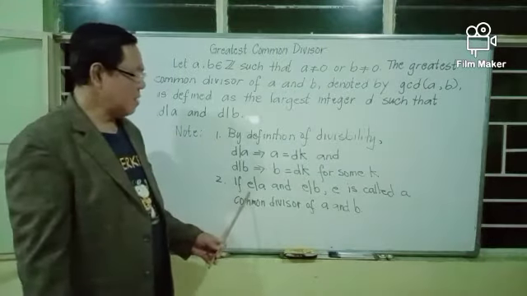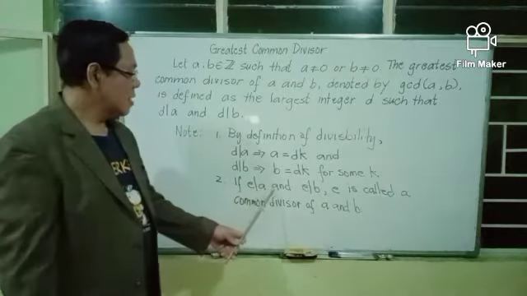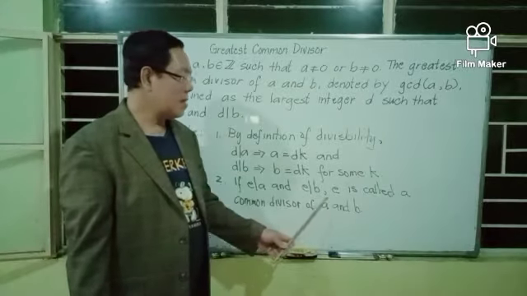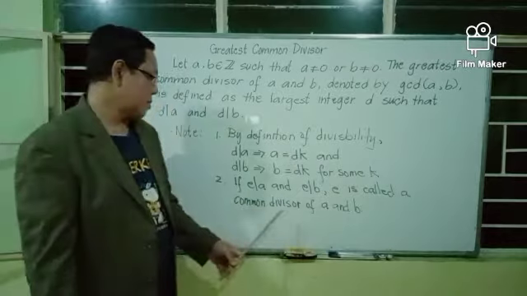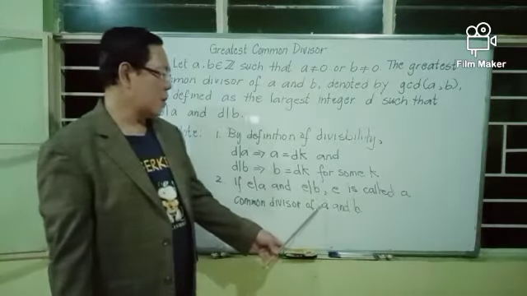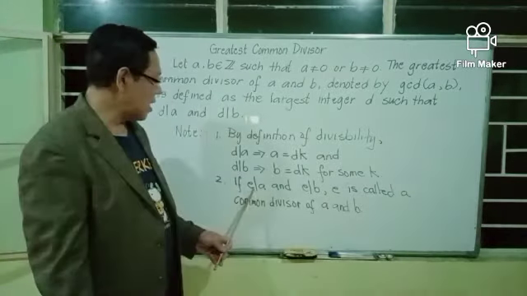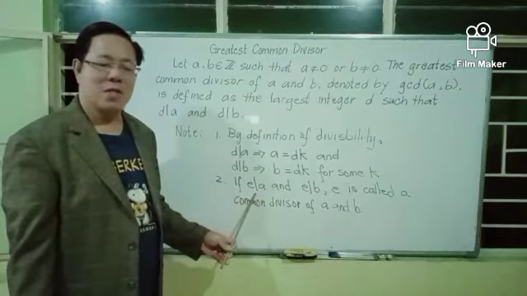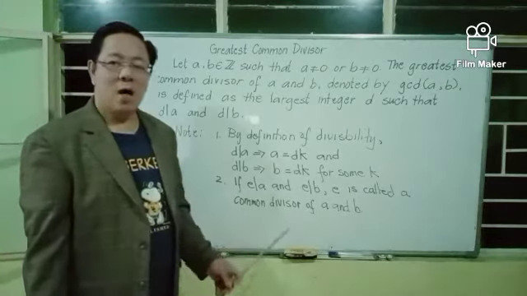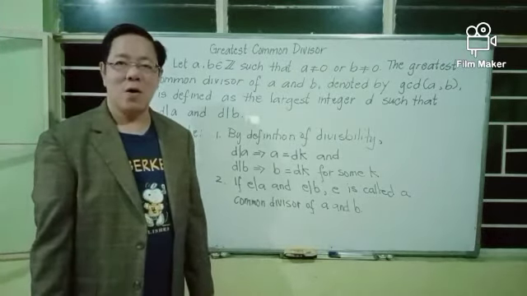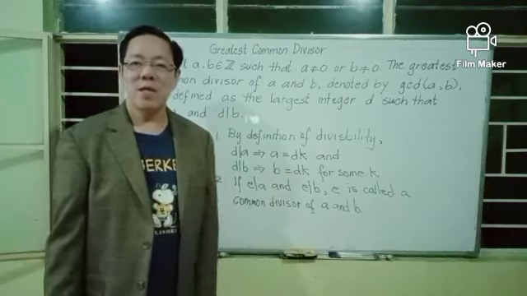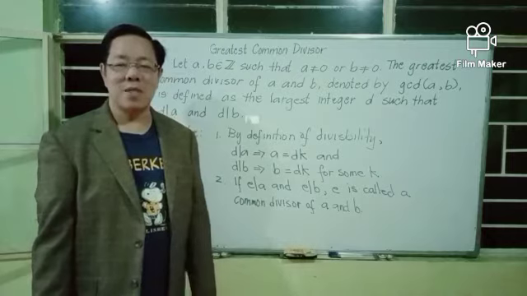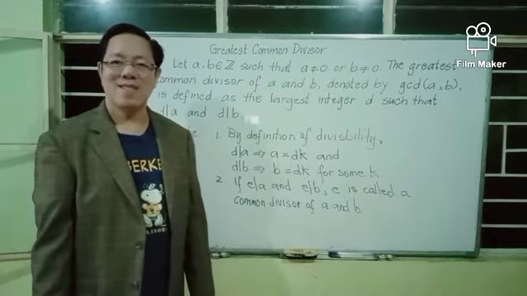If E divides A and E divides B, then we call E the common divisor of A and B. And E here is also an integer. Now we define the set of all common divisors of A and B denoted by C, capital C of A, B.